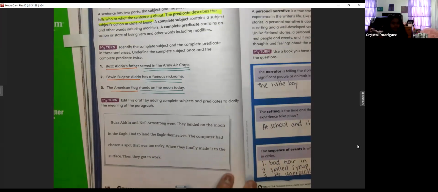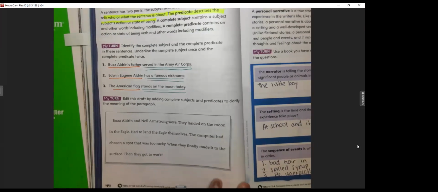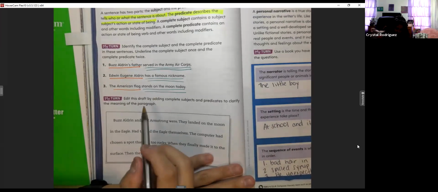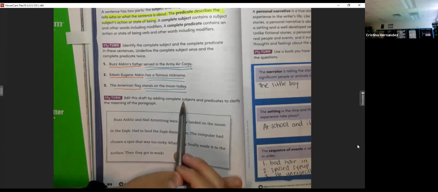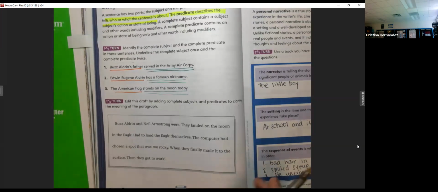Bottom part. We're going to actually have to write in the bottom part. Edit this draft by adding complete subjects and predicates to clarify the meaning. So we're missing parts of this.